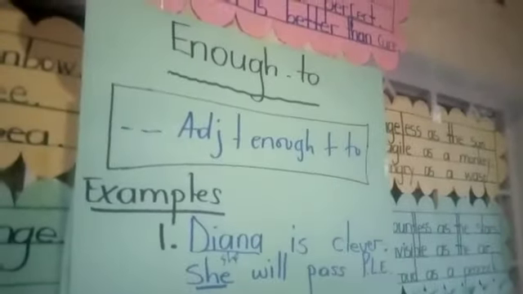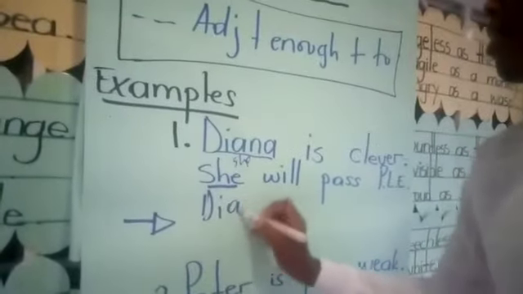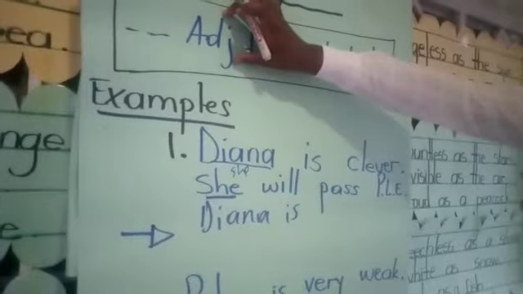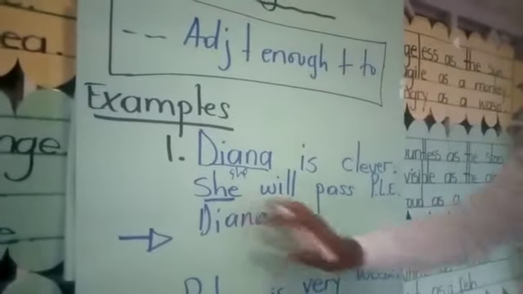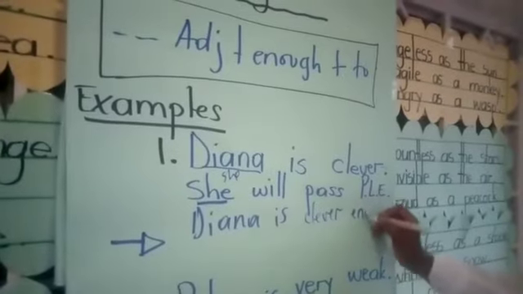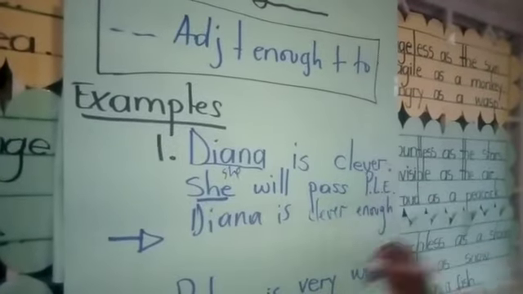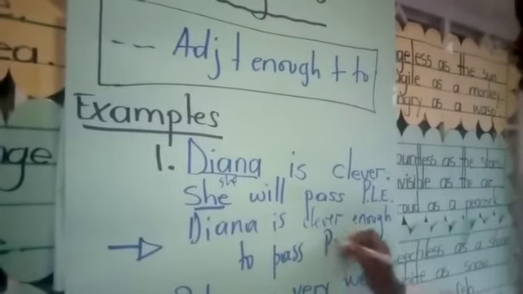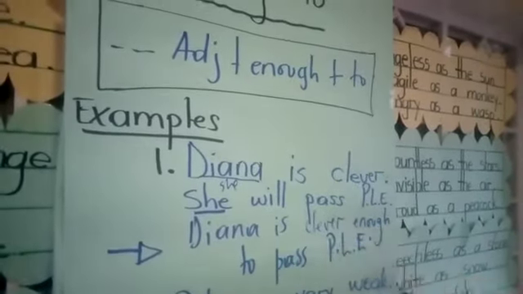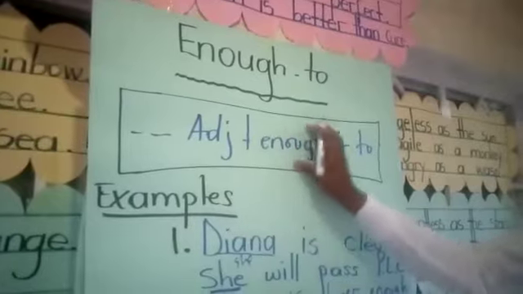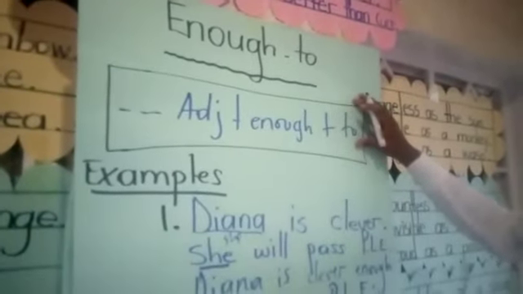Then we shall say Diana is. We add the adjective as the structure is given there. We say Diana is clever enough to pass PLE. It is primary leaving examination. Diana is clever. It is a structure. You start with the adjective, you add enough, the conjunction, then you add the preposition to.